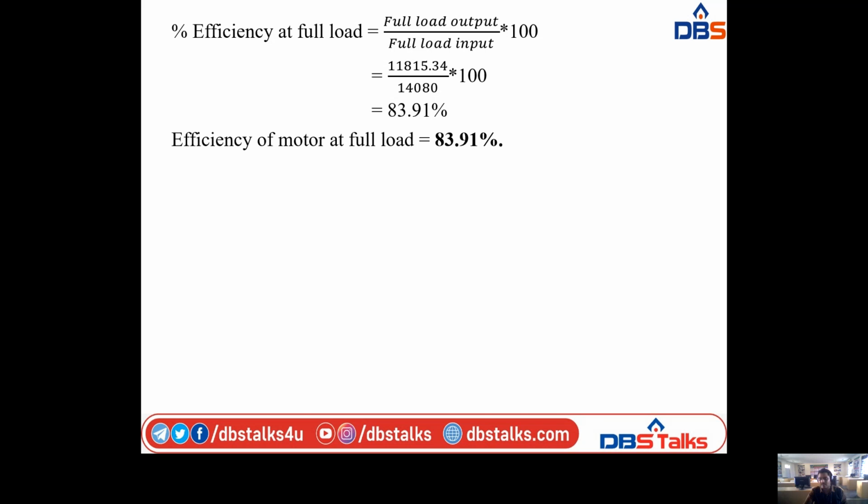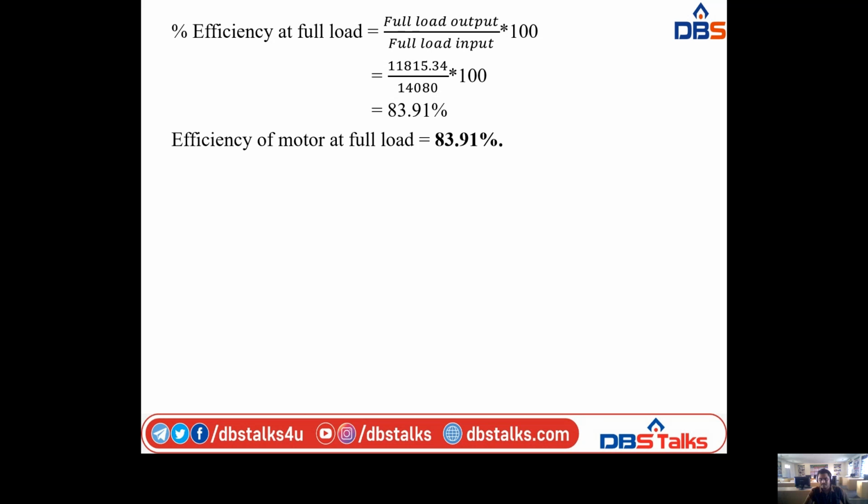Actually, we have the formula for the efficiency, that is output power by input power, but here we have to calculate for the full load. That's why I'm mentioning full load. So full load output by full load input into 100. So actually we have the full load output power, that is 11,815.34 by full load input power, that is 14,080 into 100. Finally we have the efficiency 83.91. So this efficiency is the full load efficiency of the motor, 83.91. So this is the solution for the first problem.